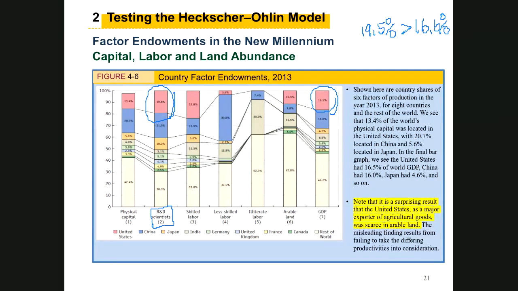Let's take a look at China in this case. The share of the Chinese R&D scientists to the world R&D scientists is 21.3%. And what is the number that I should refer to compare with?